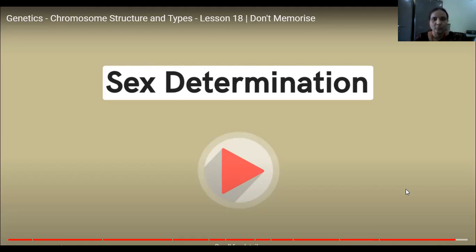Then we have seen the types of chromosome according to its function. Function means which chromosomes decide the characters of body parts: autosomes, and the remaining two are said to be sex chromosomes. What does the sex chromosome do? Sex determination. So I think all the points are clear.